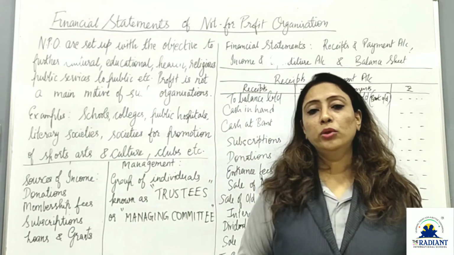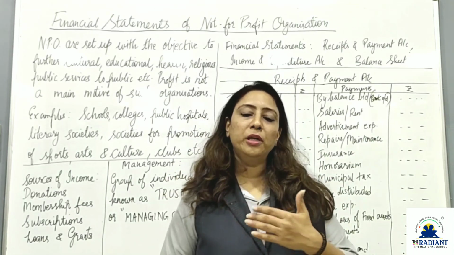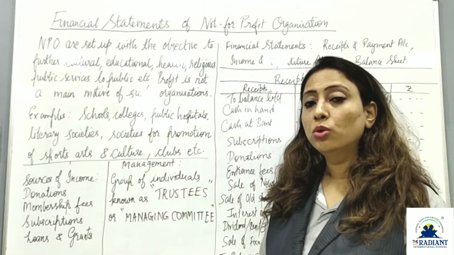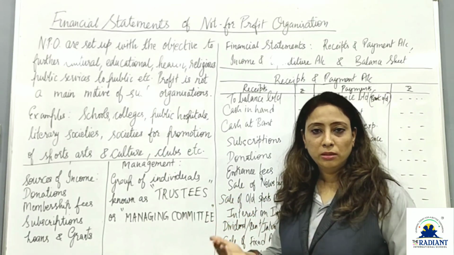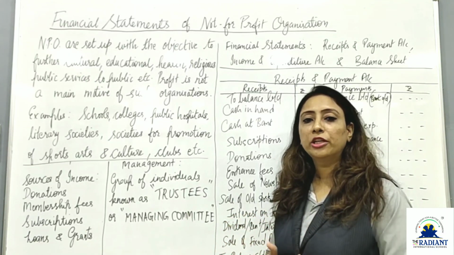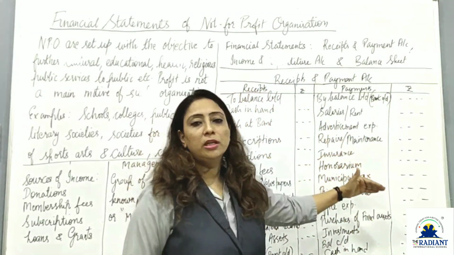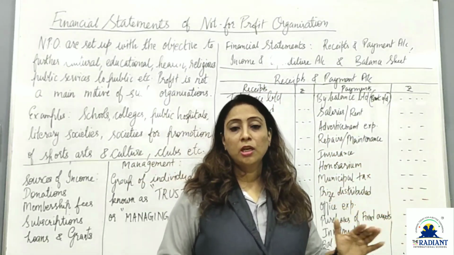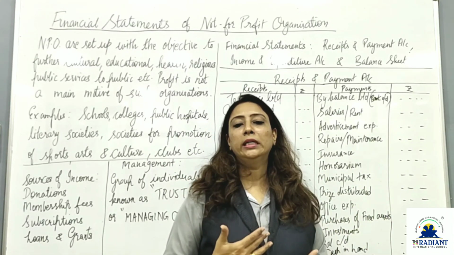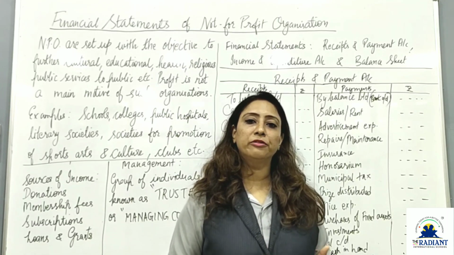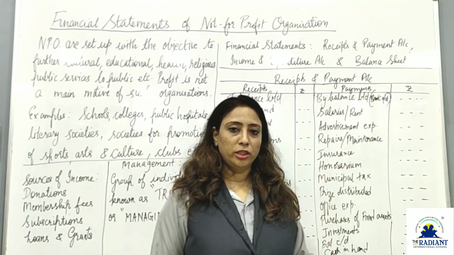Similarly, what are your revenue receipts and revenue expenses? Revenue receipts means those receipts, those incomes, which you get every month, frequently, in recurring nature. Those are considered as revenue receipts. And similarly, what are your revenue expenses? Expenses which you pay every month or every year, which are frequent in nature, recurring month after month or year after year, such expenses we call revenue expenses.